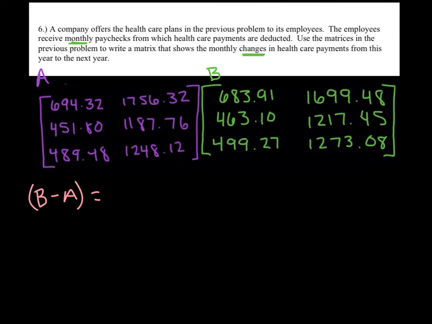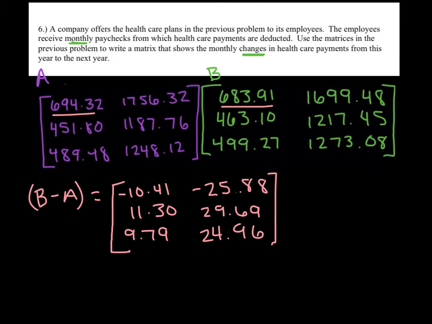So all we're doing is subtracting our values. So we're going to do $683.91 minus $694.32. So that will give us negative $10.41. So you can go ahead and subtract your matrices. I'm going to pause it and do that now. So the difference from the most recent year to the previous year are given there in front of you. So I just subtracted the values.